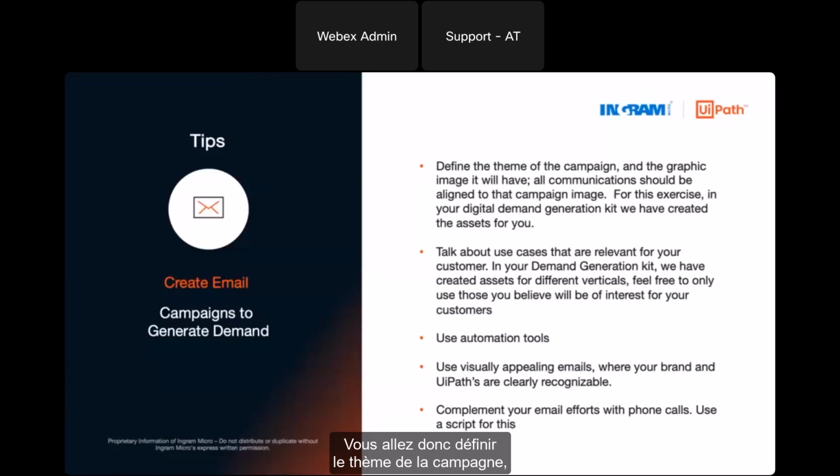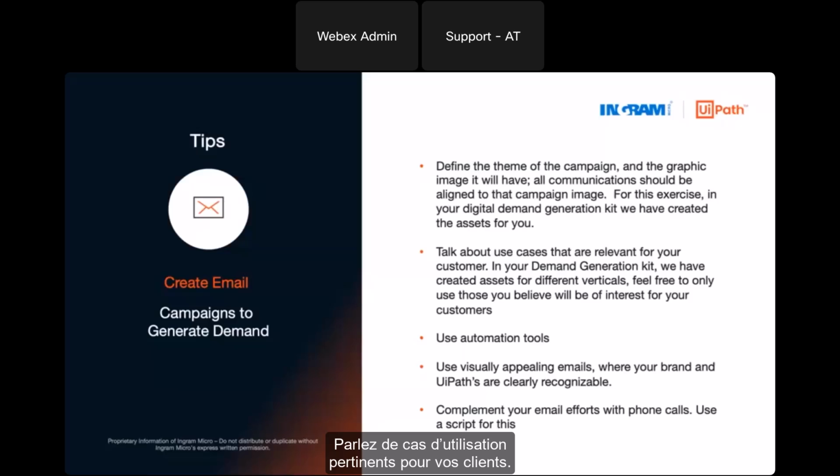So you're going to define the theme of the campaign. You are going to define the graphic image of the campaign. Also, this co-branding with UiPath, with your company logo, so that the customers easily identify or recognize that those messages are coming from you and from your organization, right?